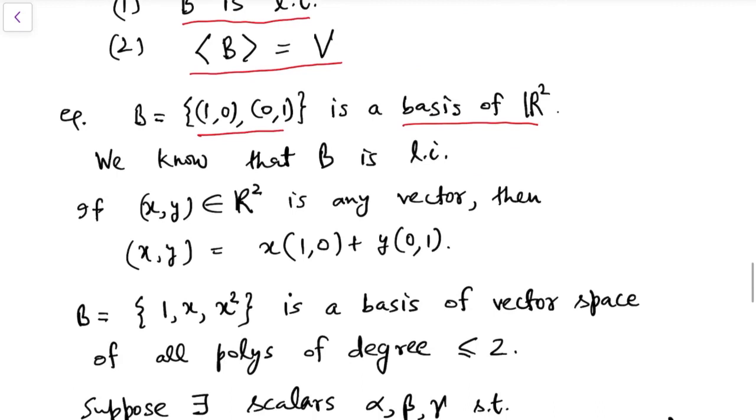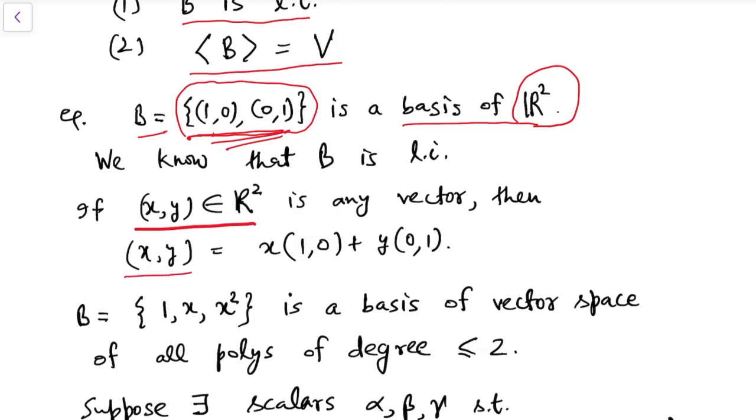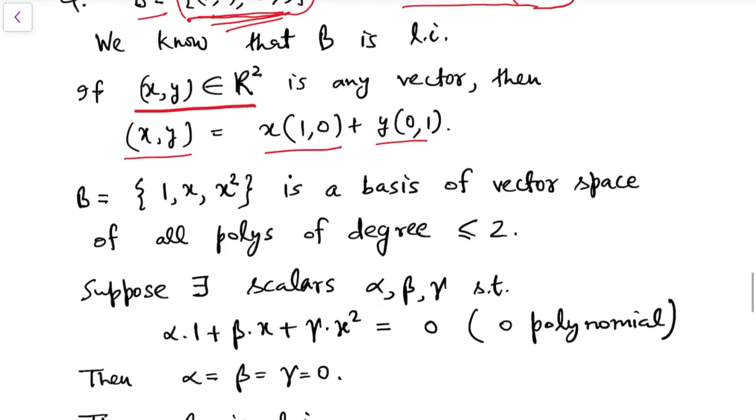We have already seen that these two are killed by only 0 scalars, so these are linearly independent. Now we show that they span R square. That means every element of R square can be written as a linear combination of these two vectors. So pick a vector in R square. Then we can write (x, y) as x times (1, 0) plus y times (0, 1), and so (1, 0) and (0, 1) span R square.